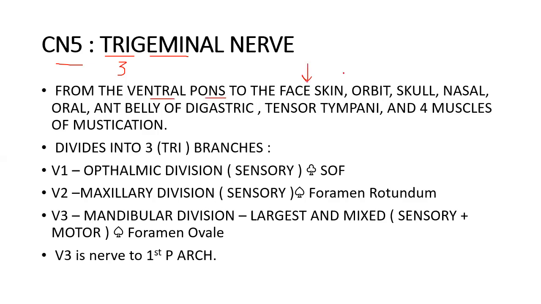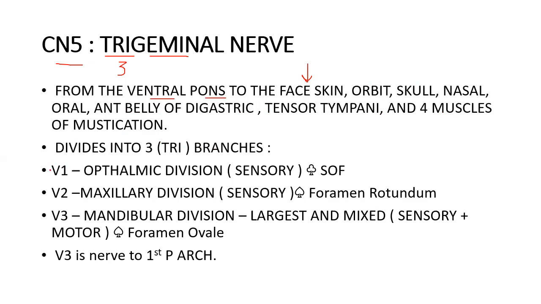skin, to the orbit, to the skull, to the nasal and oral cavity, to the anterior belly of the digastric supplying motor, to the tensor tympani in the ear, to the 4 muscles of mastication, right? So this compound nerve divides into 3 branches within the cranium. So that's called tri. 3 branches within the cranium.